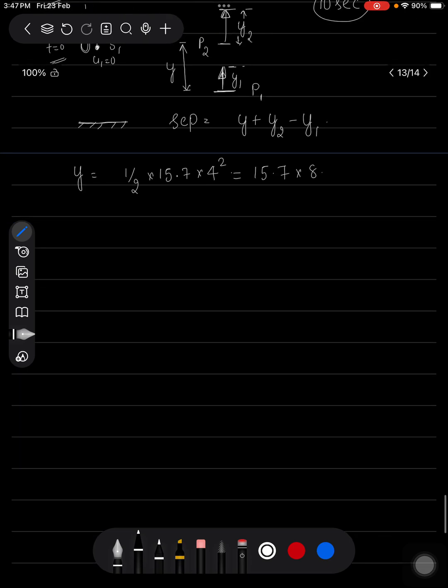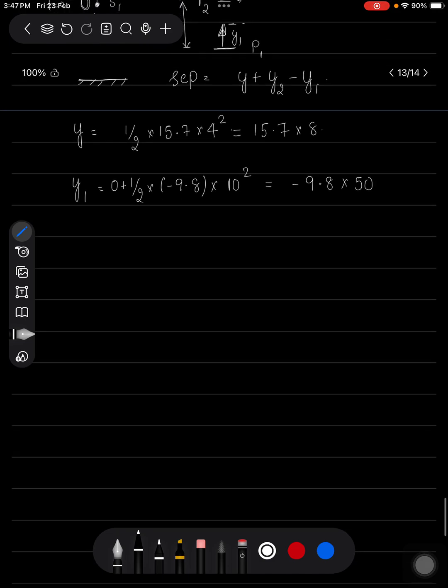Coming to y1, it is the distance traveled by the stone in the first 10 seconds. Anyways, initial velocity is 0, so half into acceleration, which is here minus 9.8, into the time of travel, which is 10 seconds, so into 10 square, right? So this will be minus 9.8 into 50.